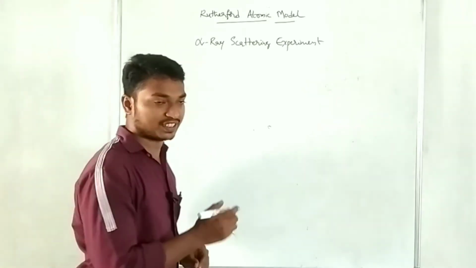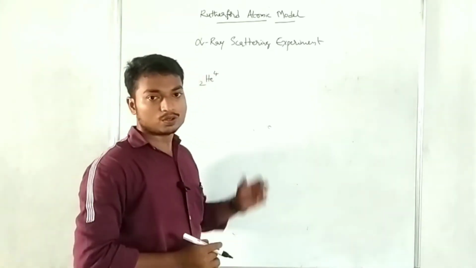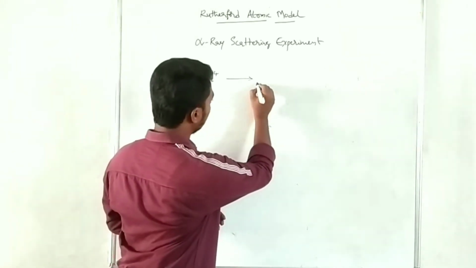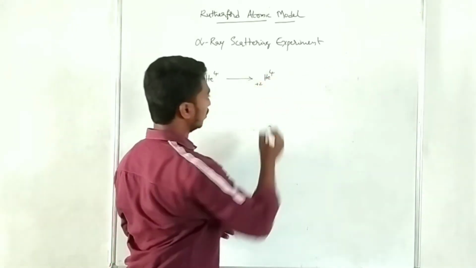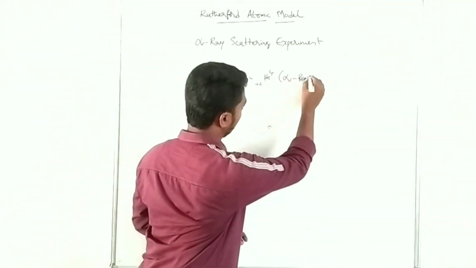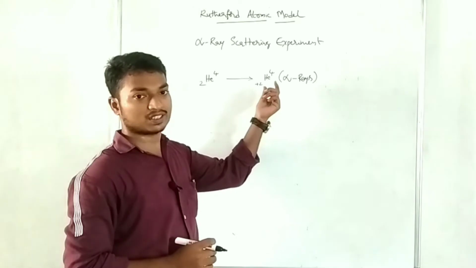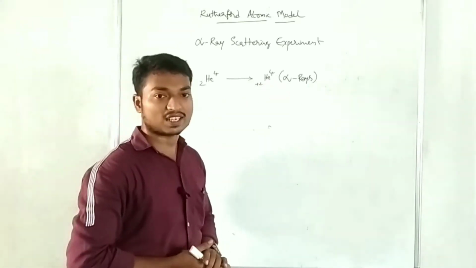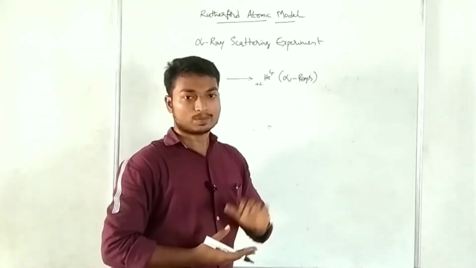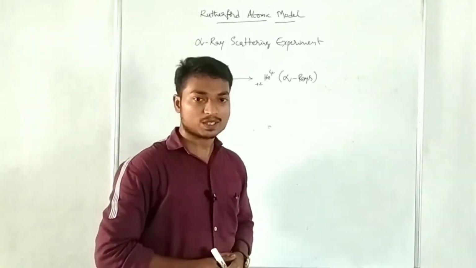So if helium is 2He4, if we remove 2 electrons from it, it can turn into 2He4 with a plus 2 charge. These are nothing but alpha rays. So the positively charged helium ions are nothing but alpha rays. So we can say that alpha rays have positive charge. By using these alpha rays, he did an experiment to find some important points about the atomic model.